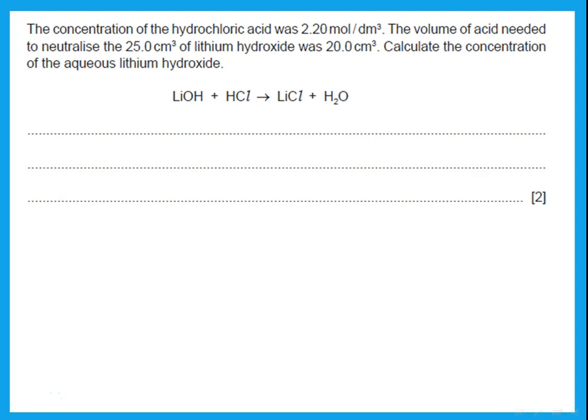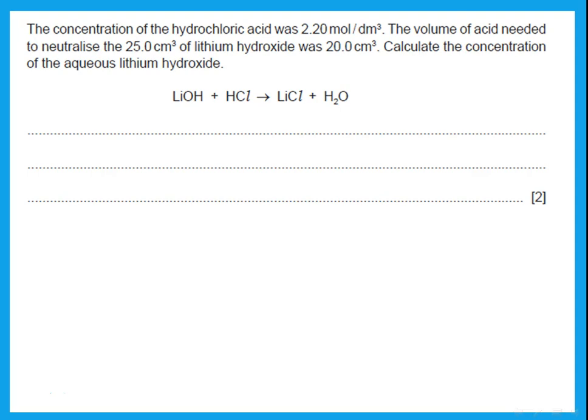Okay, concentration of hydrochloric acid was this. The volume of acid needed to neutralize 25 centimeter cubed of lithium hydroxide was this. Do you understand what's going on here? Because most students get confused. He's giving me the concentration of hydrochloric acid. That's 2.2. Now, what is the volume of hydrochloric acid? The volume of acid needed to neutralize the lithium hydroxide was 20. So the 20 is the volume of the acid. Now calculate the concentration of lithium hydroxide.